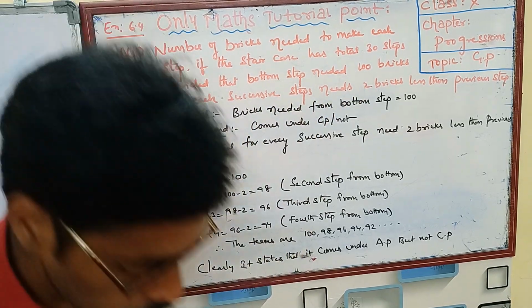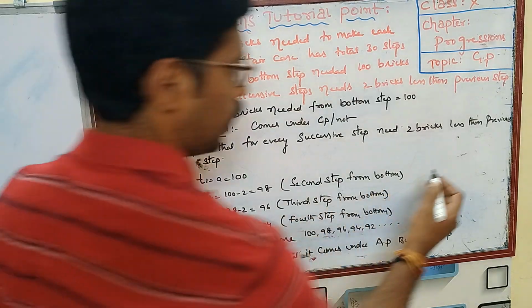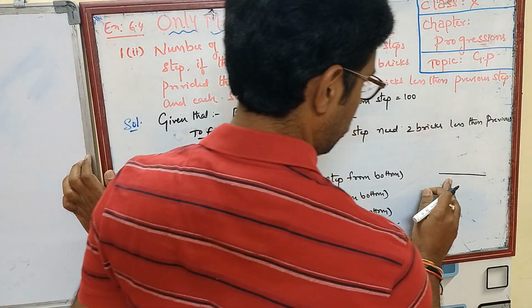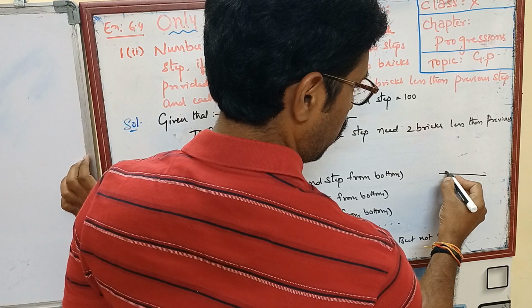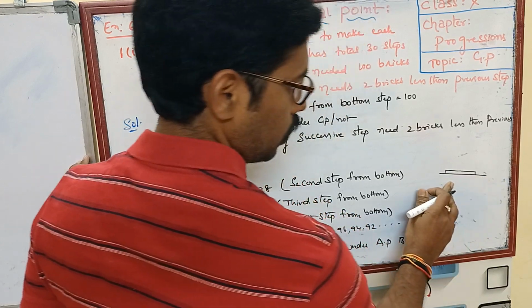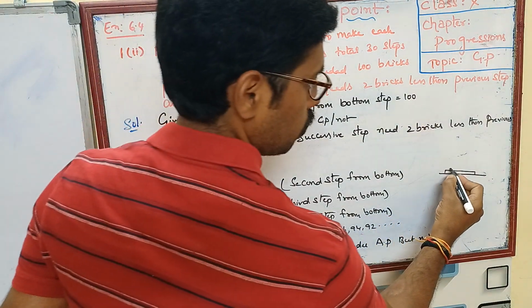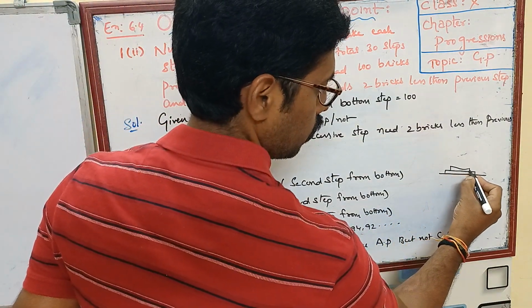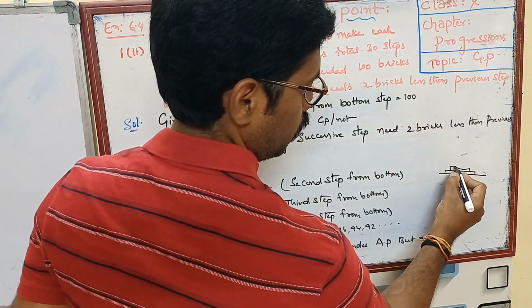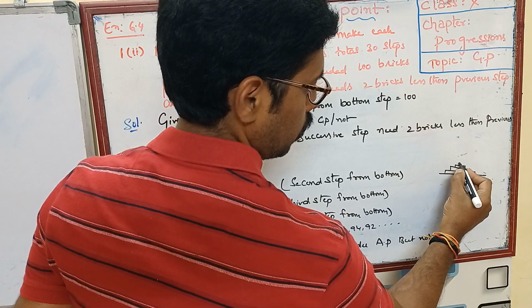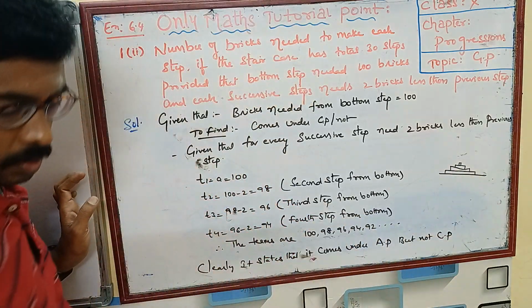Okay, so how will the figure be, roughly? The bottom step will be 100 bricks, the next one will be 2 bricks less than the bottom, and the third one is 2 less than the previous one. So like that we need to find.